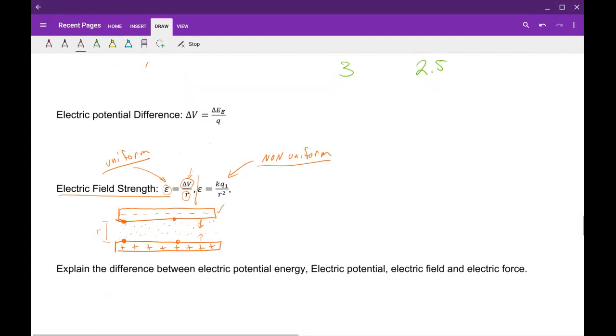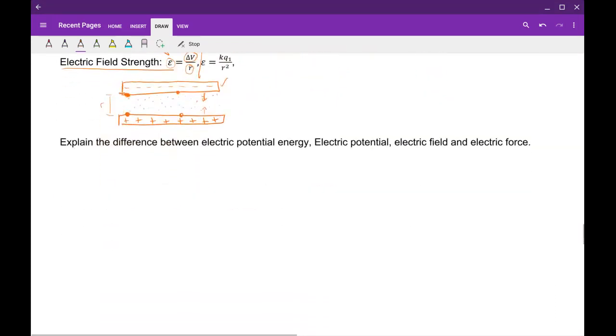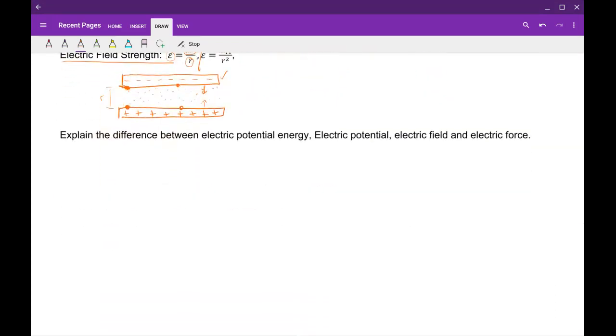those ones there. All right, and so here's: explain the difference between electric potential energy, electric potential, electric field, and electric force. This is the crux of the unit.